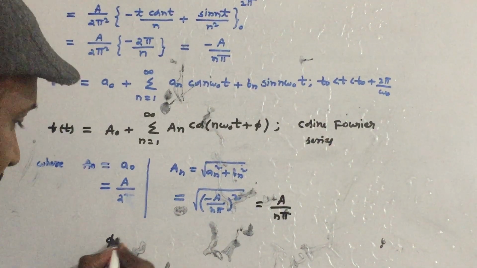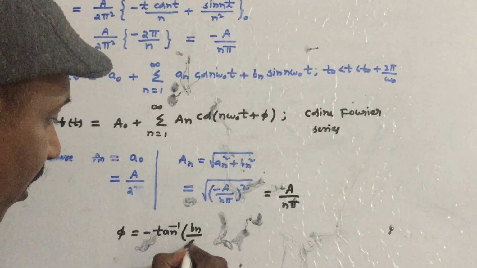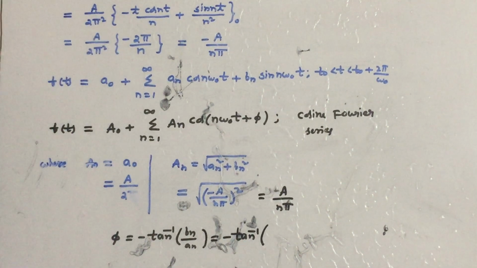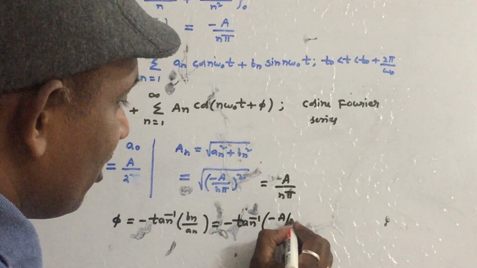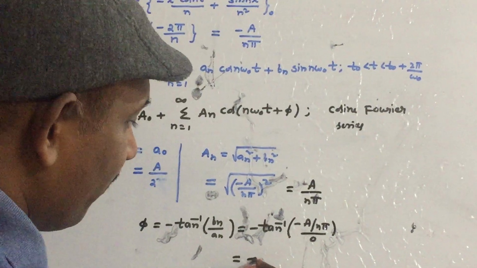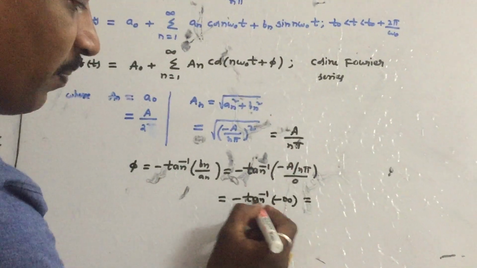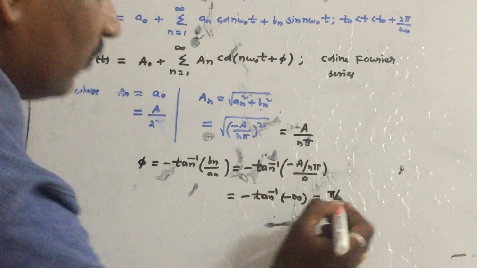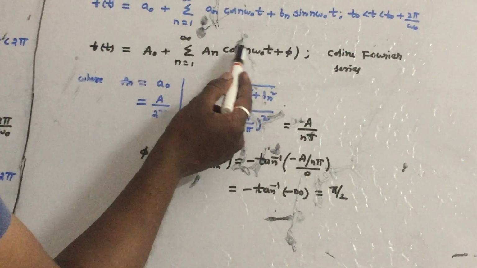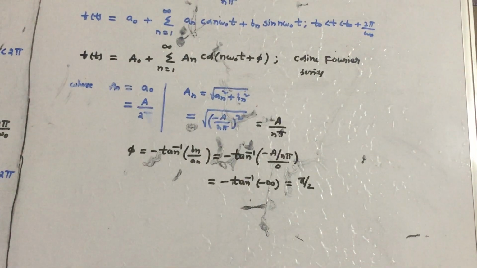And what is phi? Phi is equal to what we have written previously, minus tan inverse of bn by an. You can clearly see, carefully write, what is bn: minus a by n pi, by an, which is 0. So it will come out as minus tan inverse of minus infinity, which is minus pi by 2, minus into minus plus. Substitute all these values: a0 is a by 2, An is a by n pi, omega 0 is 1, phi value is pi by 2. Substitute, that will be the answer for this problem.